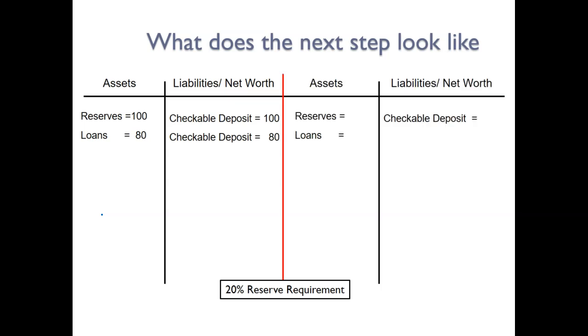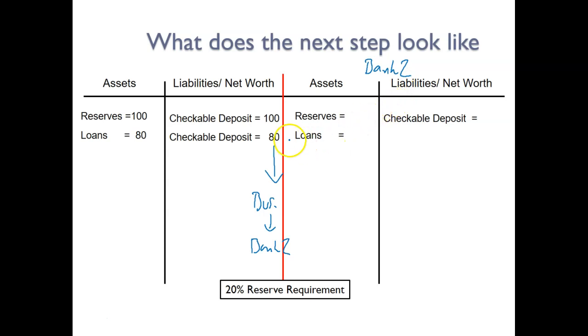What's going to happen is this money is going to be withdrawn. Somebody's going to take this money and use it. Now we're going to simplify this. They're going to spend all this money at some business, and this business is going to bank at bank 2. So all $80 is going to end up at bank 2, just to simplify this.